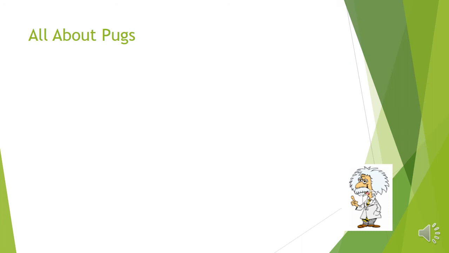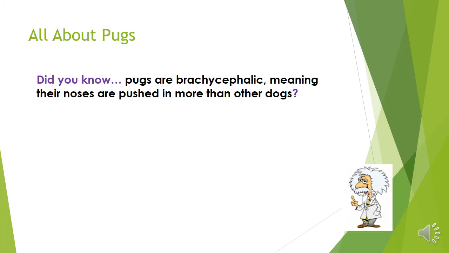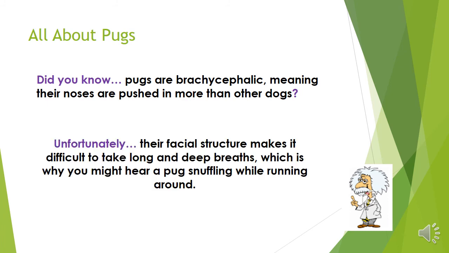Just like we did last week with our last fact files on the Dominican, we're now going to take the sentence stems and our facts and put them together. Here I have used the sentence stem, did you know? So, did you know pugs are brachycephalic, meaning their noses are pushed in more than other dogs? Then here I've used the sentence stem, unfortunately. So, unfortunately, their facial structure makes it difficult to take long and deep breaths, which is why you might hear a pug snuffling whilst running around.